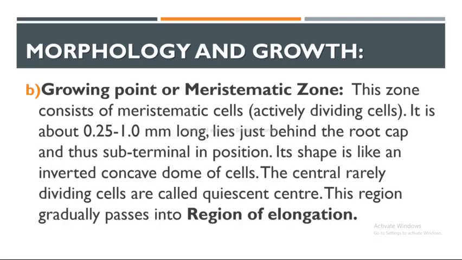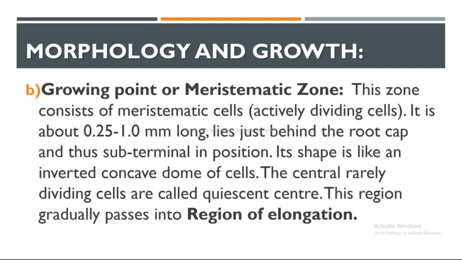So second is the growing point or meristematic zone. This zone consists of meristematic cells. Meristematic cells are known as actively dividing cells, and it is about 0.25 to 1.0 millimeter long and lies just behind the root cap and thus is subterminal in position. Its shape is like an inverted concave dome of cells.